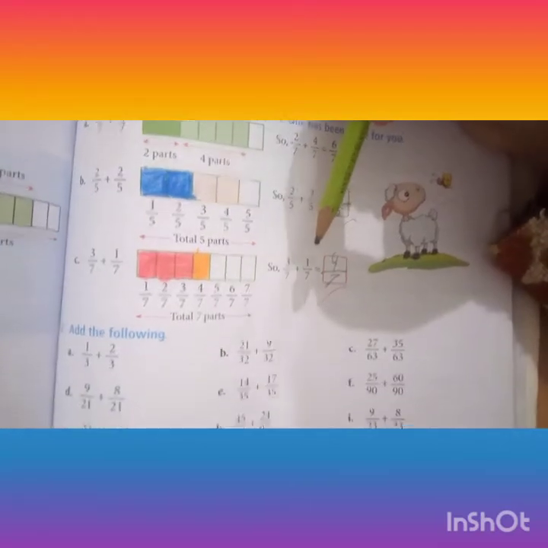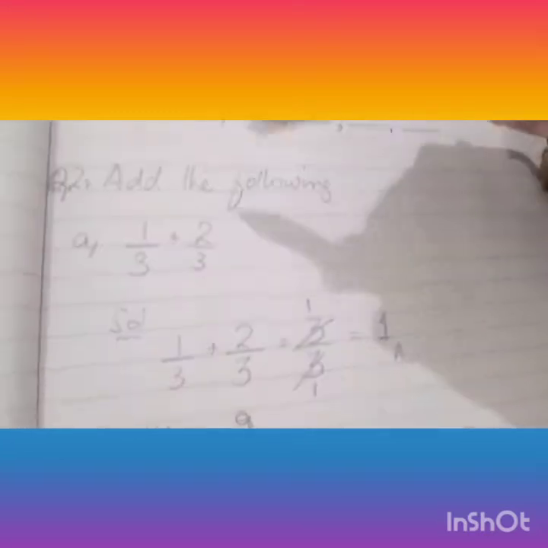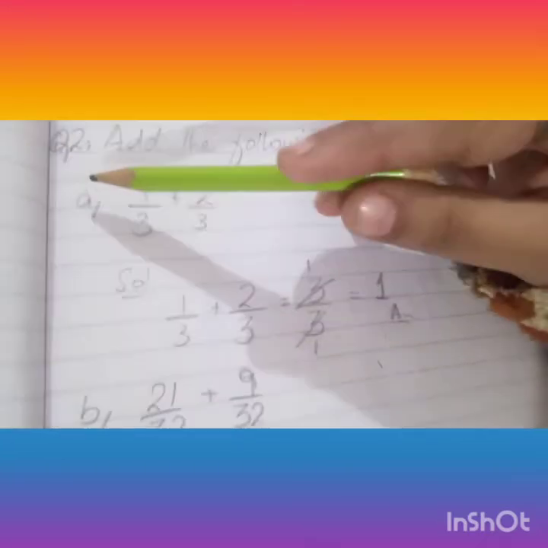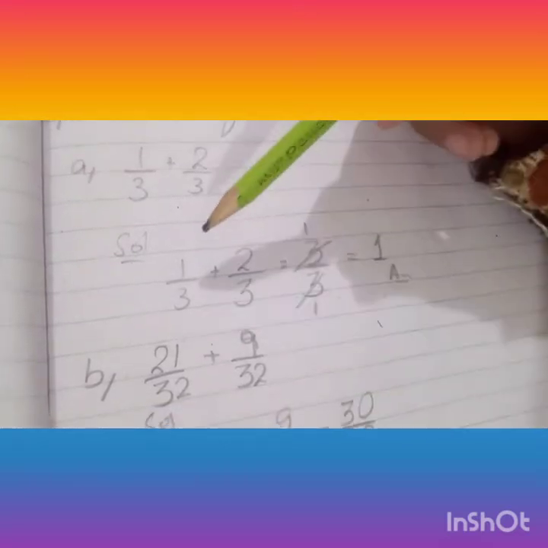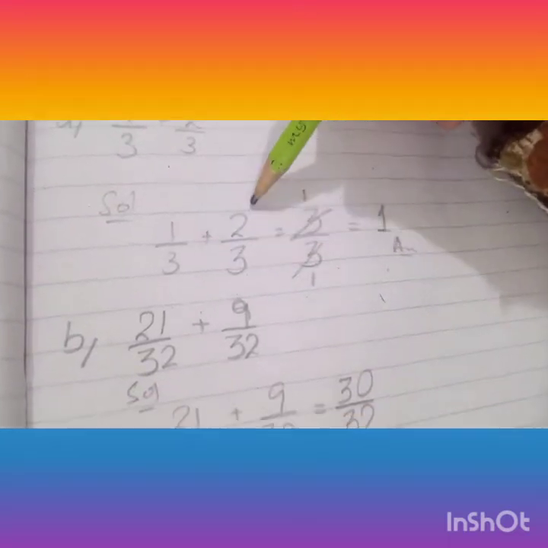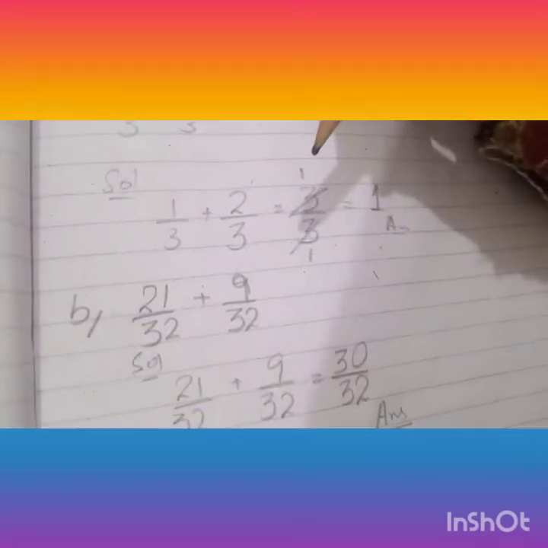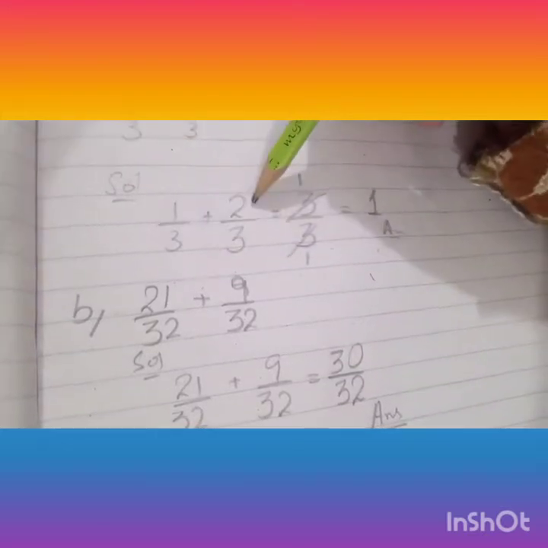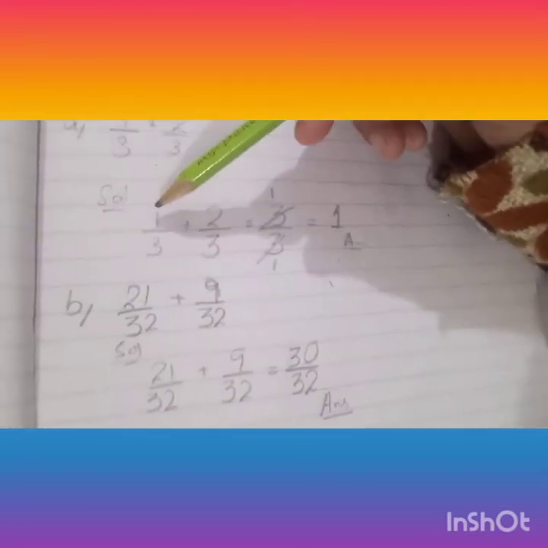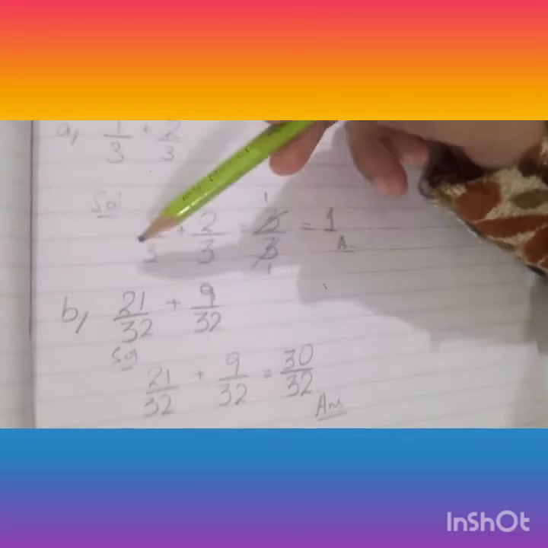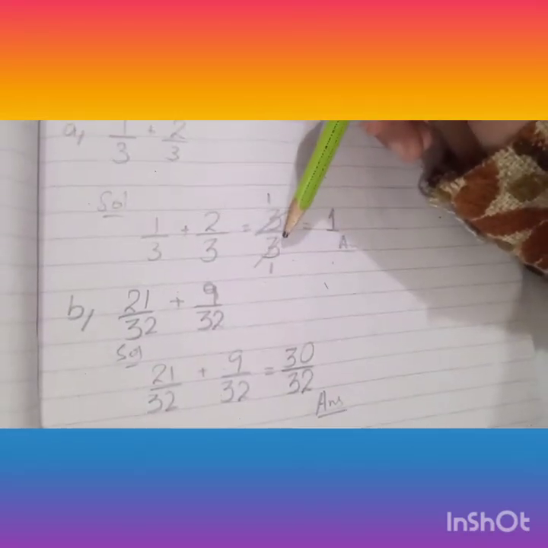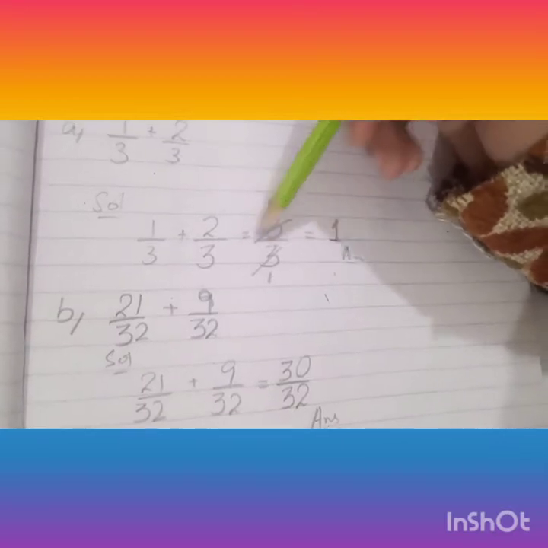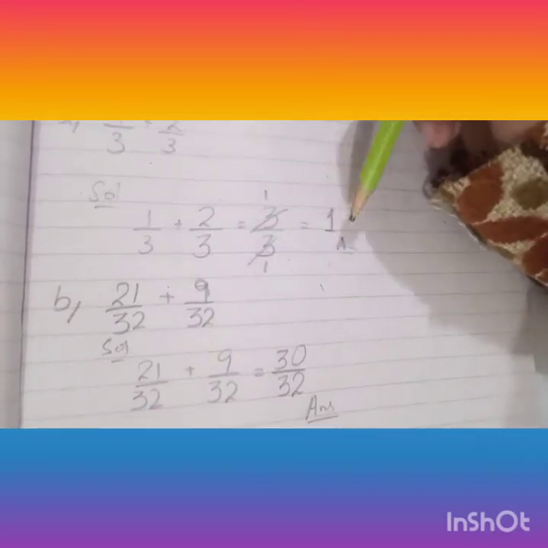Question number 2, add the following. We have the fraction values A, 1 upon 3 and 2 upon 3. We add the upper values, the numerators, and the denominators we have not added. 1 plus 2, added numerators 1 and 2, answer is 3, and 3 and 3 we did not add, we have written only once. 3 upon 3, 3 ones are 3, 3 ones are 3, answer is 1.